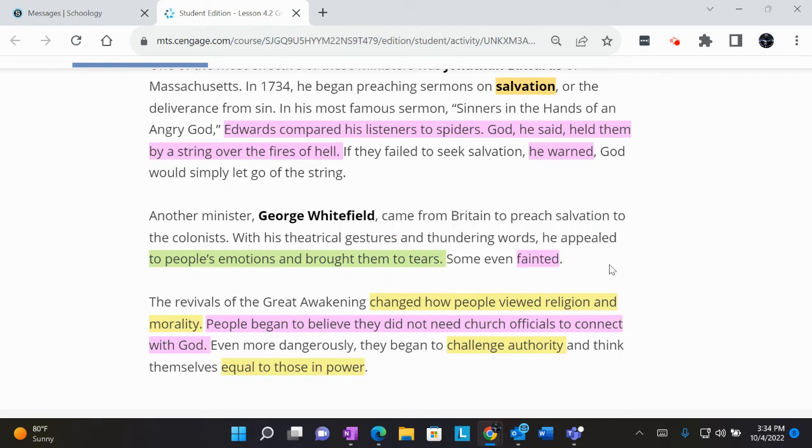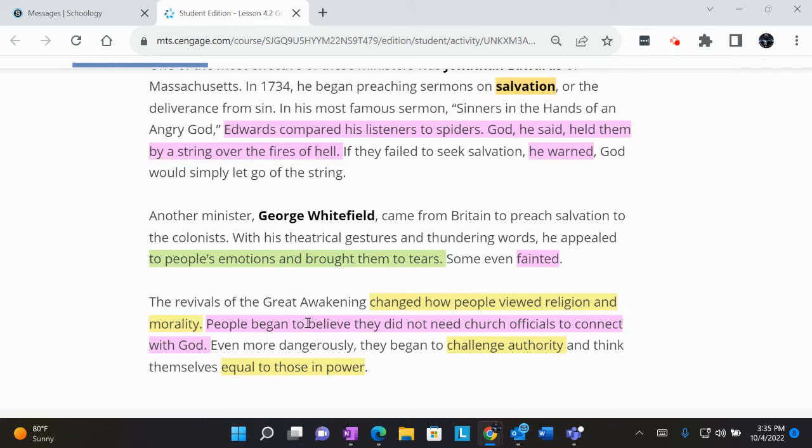So we added those things for George Whitfield. I emphasize that revivals, okay, when these early Americans came and sat in these revivals, I wanted to emphasize and stress, because I think you'll see it on a benchmark, that it changed how people began to think and how they viewed religion, morality, and how they viewed authority. Okay. How they viewed authority.